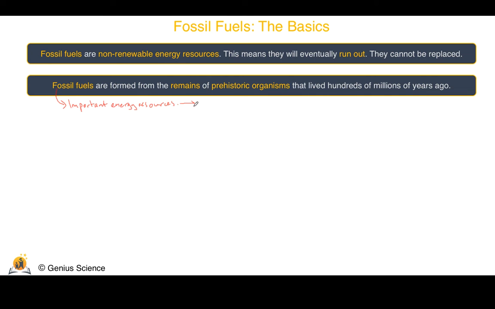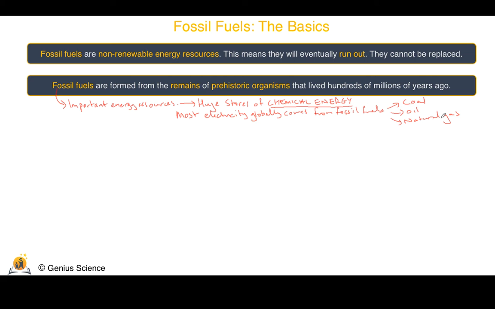This is because they have huge stores of chemical energy. Most of our electricity globally comes from the burning of fossil fuels. And the 3 fossil fuels are coal, oil, and natural gas.